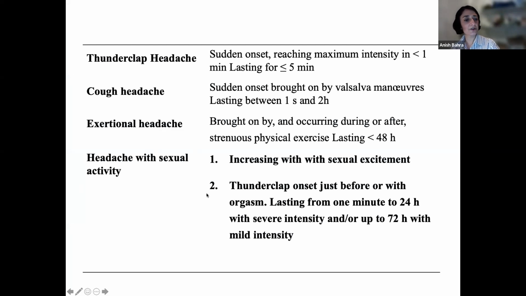So finally, I'm going to go through headache with sexual activity. There are two types. So there's one where it increases with sexual excitement and at climax just settles. Then you have the second one, which is your thunderclap, just before or at orgasm. Again, it lasts from minutes to hours. Severe intensity may last longer.